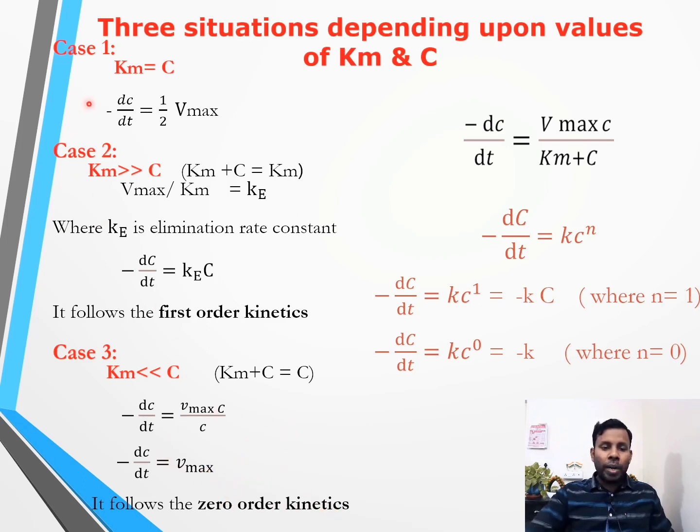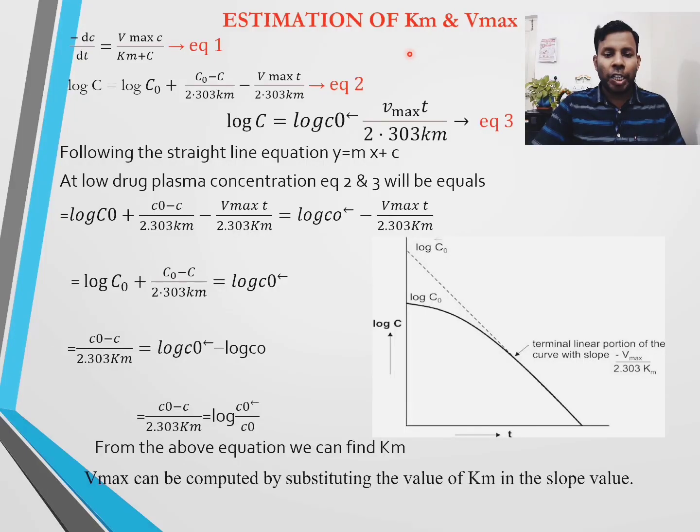So in case 1, when Km is equal to C, the rate will become half of the Vmax. In case 2, when Km is much more than C, it will follow first order kinetics. And in case 3, when Km is much less than C, it will follow zero order kinetics. Now the most important topic: the estimation of Km and Vmax. How will the Km and Vmax of the Michaelis-Menten equation be estimated?